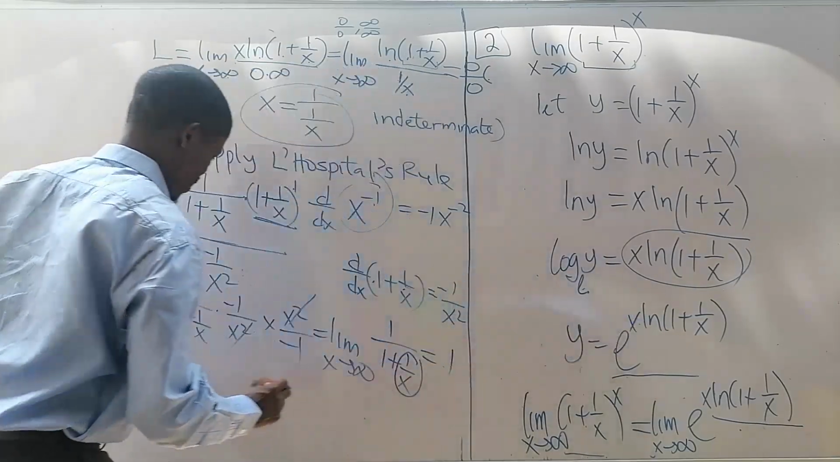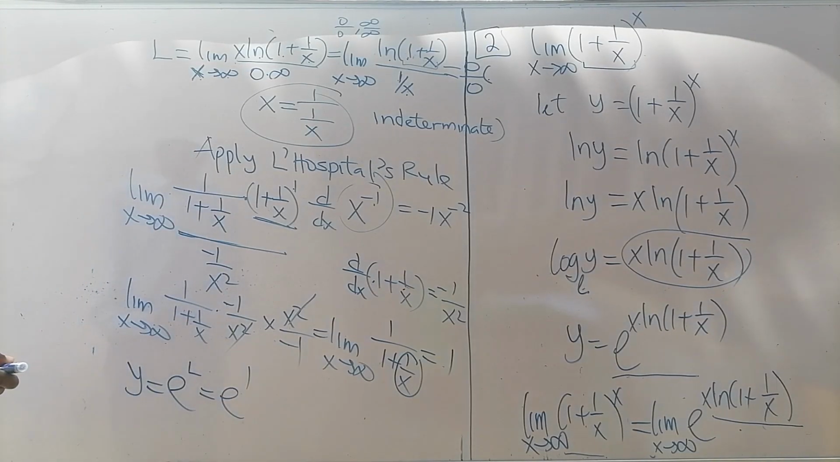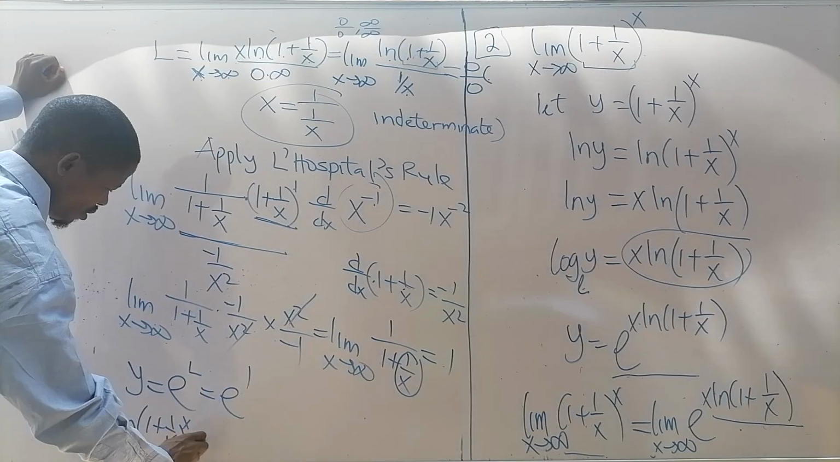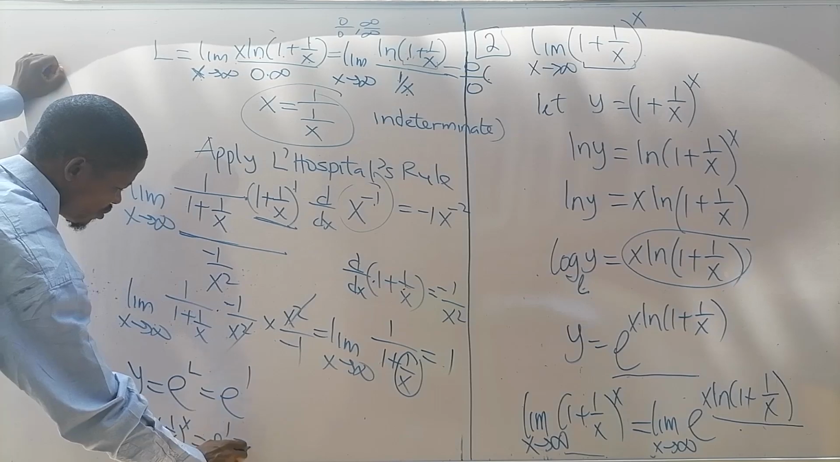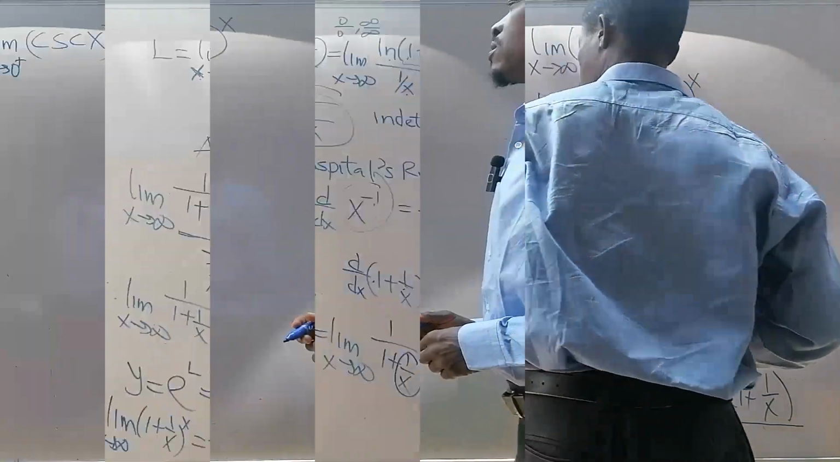Then y is equal to e to the power L. e to the power 1. So we've gotten e to the power 1, which is e. And that's that on this aspect.